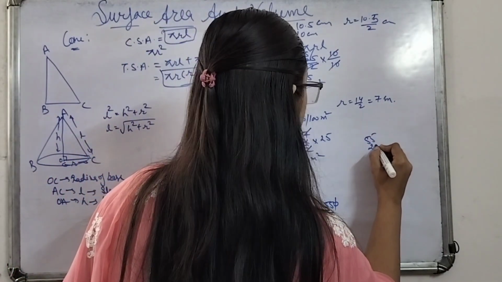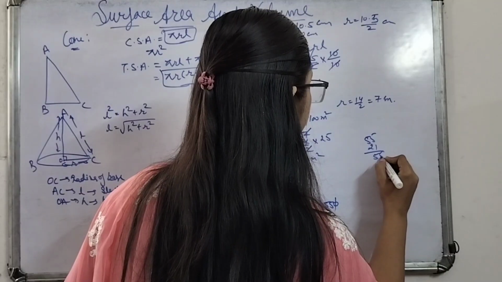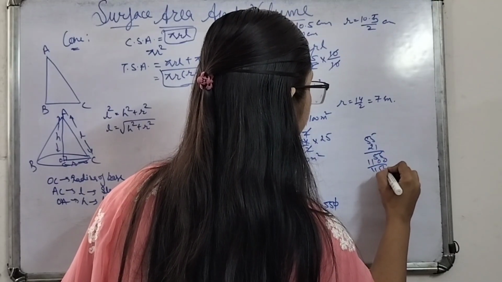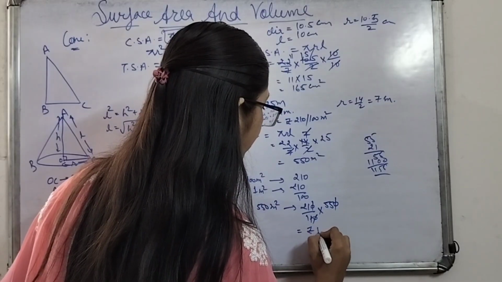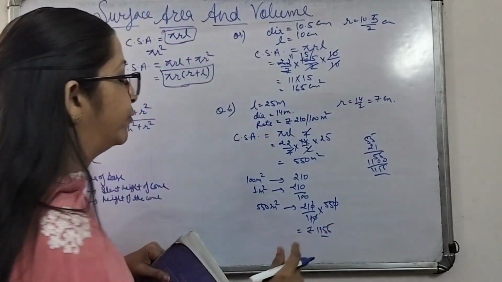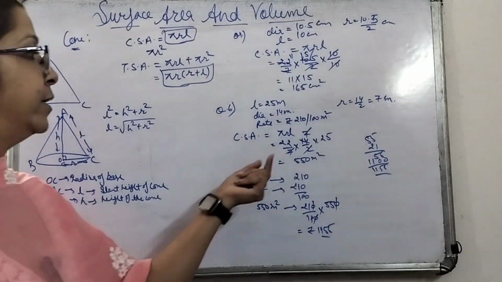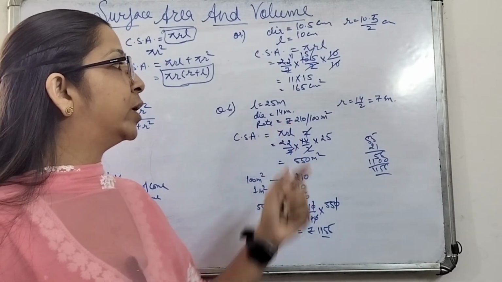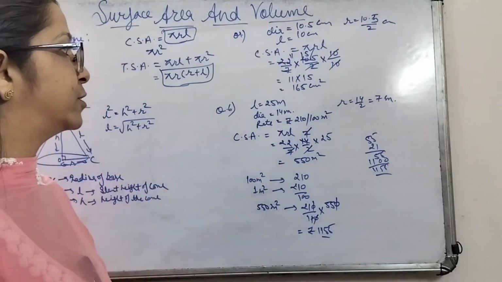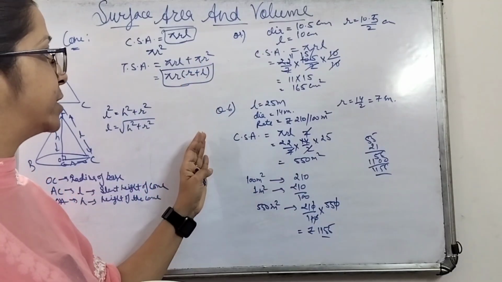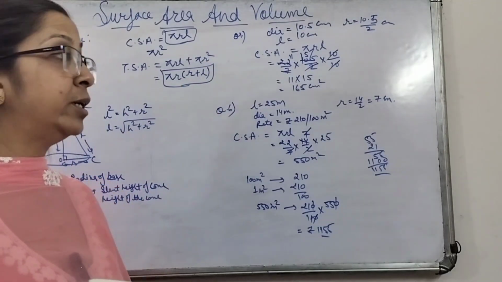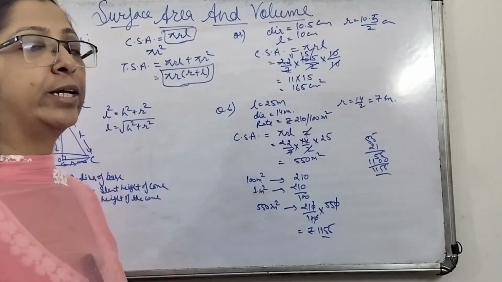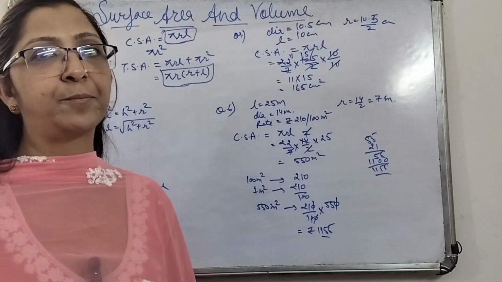So 55 multiplied by 21. 5 2s are 10, 5 2s are 10, so it is 1155. So rupees 1155 is to be paid for whitewashing 550 meter square of area at the rate of rupees 210 per 100 meter square. So accordingly, you have to decide whatsoever is given to you in the question, that which area is required, what all dimensions are given to us. Accordingly, we will be solving the questions.